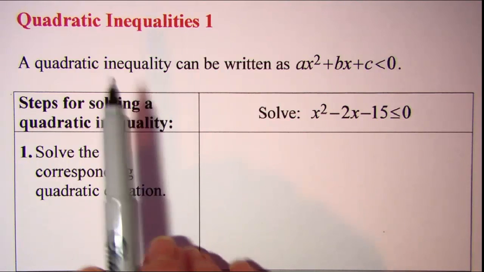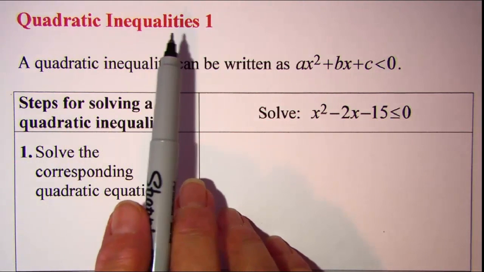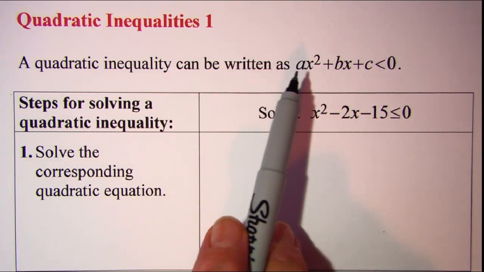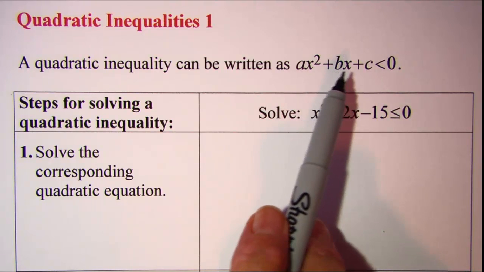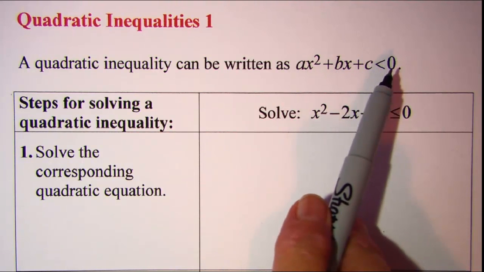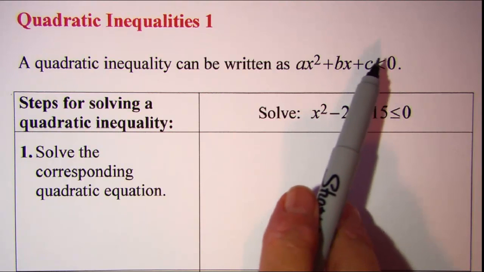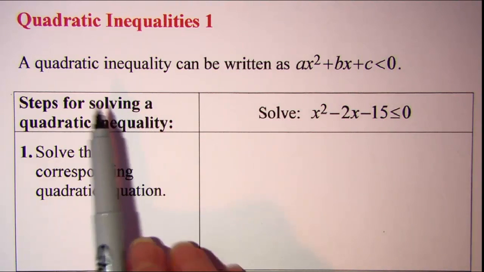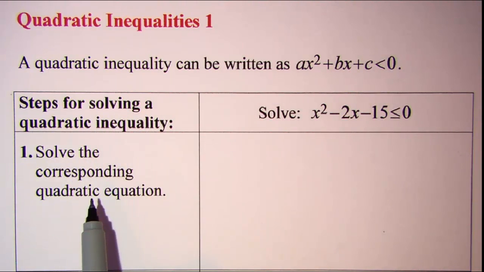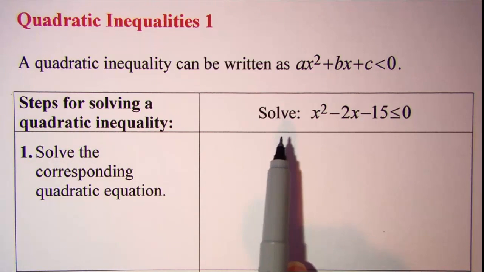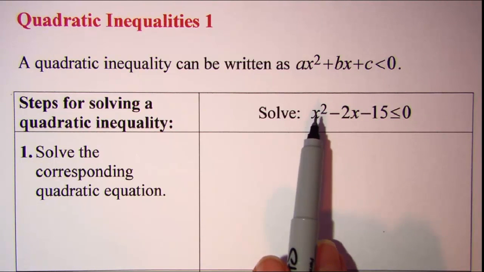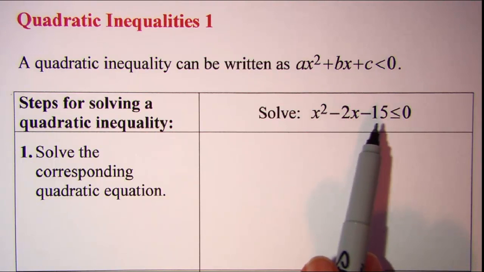In this video, we'll be solving a quadratic inequality. A quadratic inequality is any inequality that can be written as ax squared plus bx plus c is less than 0. Now remember, we can substitute any of our inequality symbols in for this. What I'll do is I'll write out the steps for solving a quadratic inequality on the left here, and then I'll actually do those steps on the right using the inequality x squared minus 2x minus 15 is less than or equal to 0.